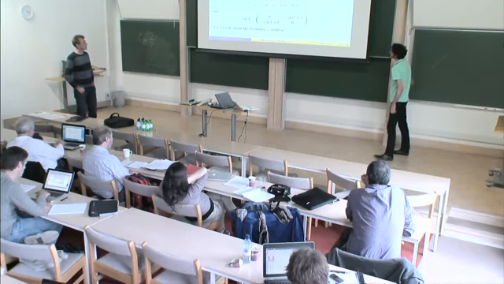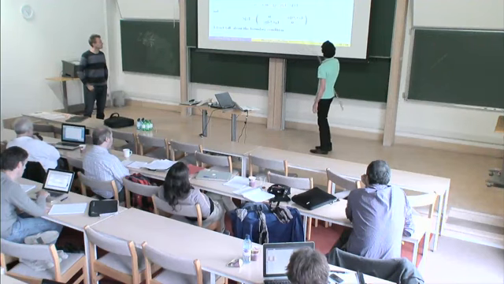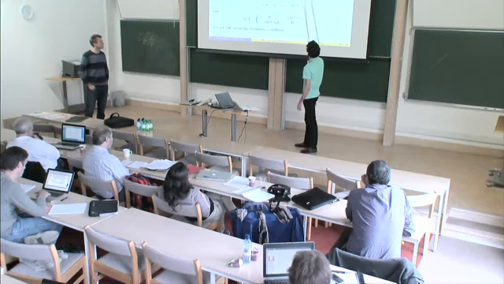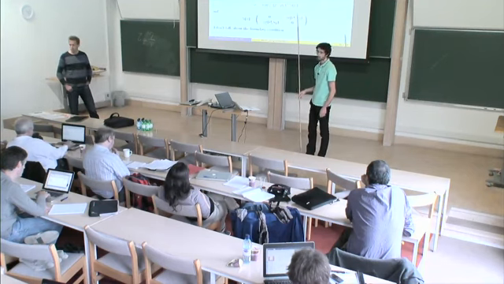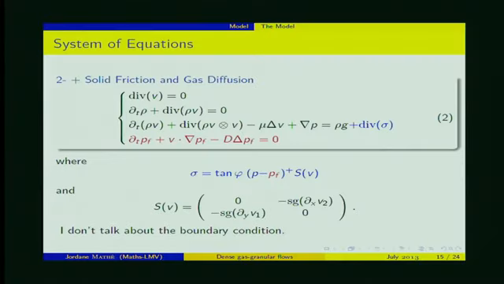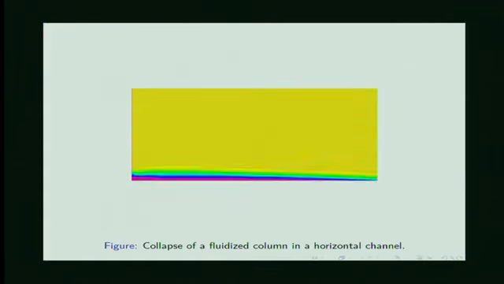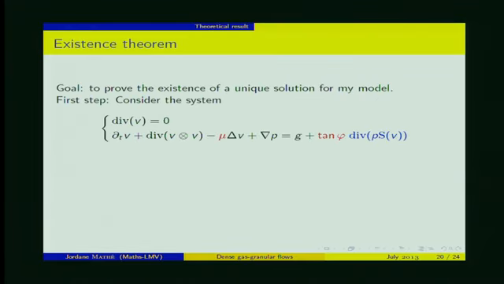So replace just sigma by that here, and put tangent of phi before the divergence. So this is all. Or perhaps I have forgotten P. No, there is no P here.